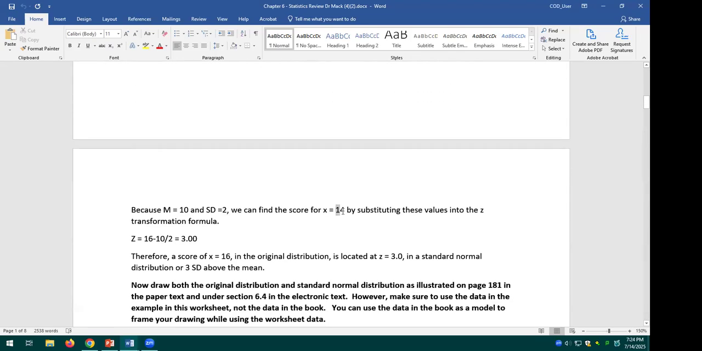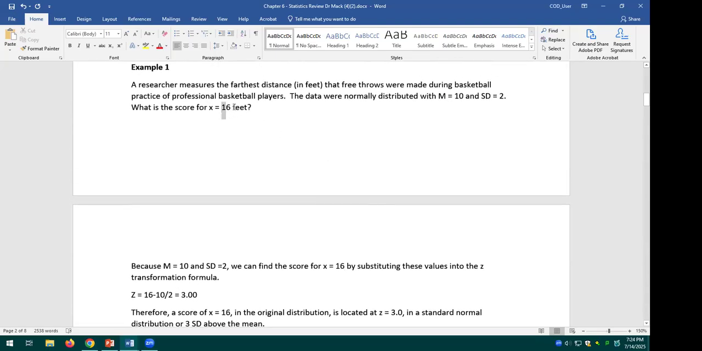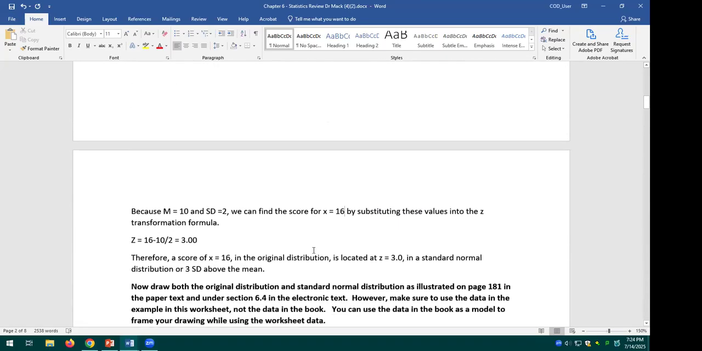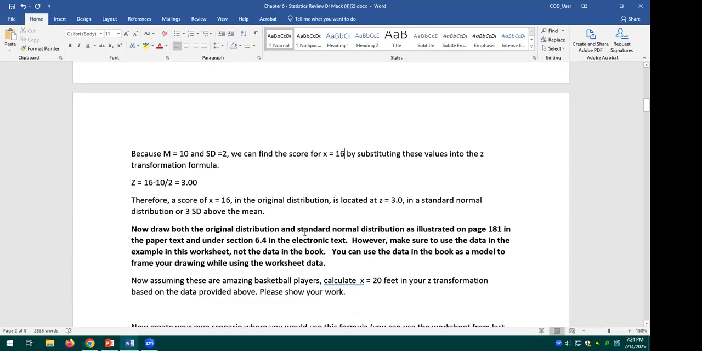This should be 16. There's a typo. Yeah, I got it. 16, x is 16, this is 16. Make sense? That's where they came from. Dr. Mack's not perfect. Sorry, my bad.